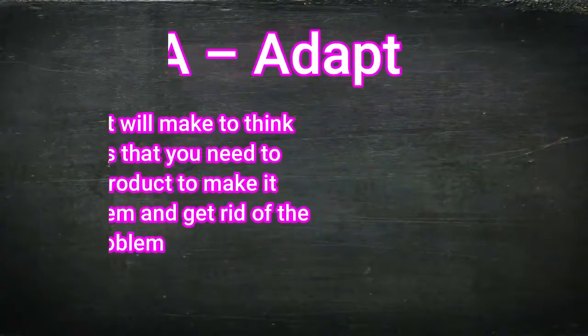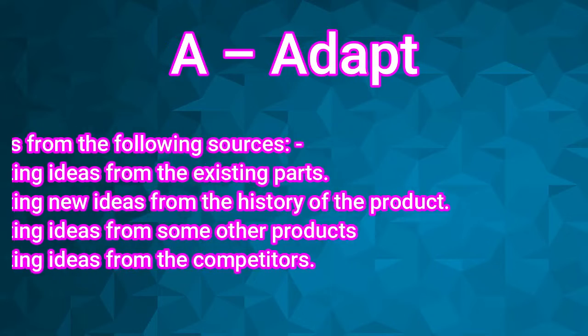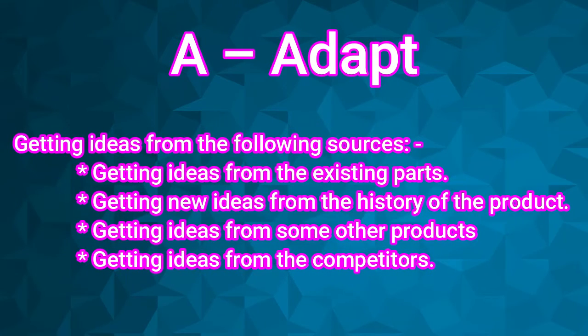A stands for adapt. If you're looking to apply the Scamper technique for making a product, this is one of the most important parts. This is because this part will make you think about the things that you need to adapt to your product to change the problem and get rid of the problem. This is not only about making the product good by your ideas.